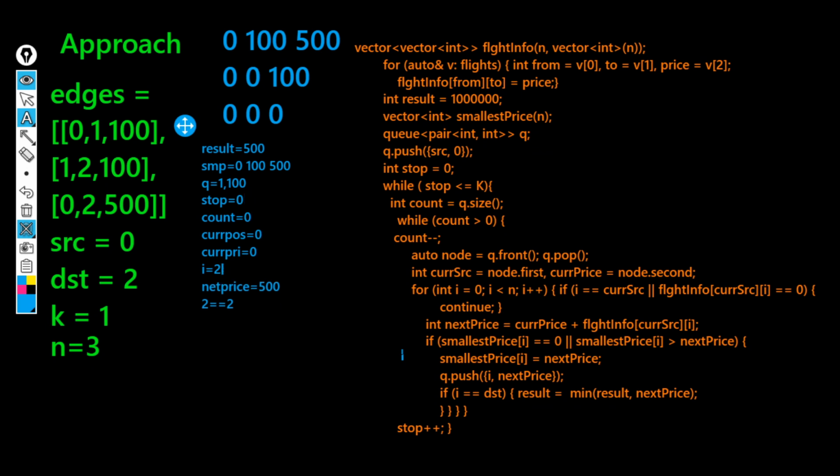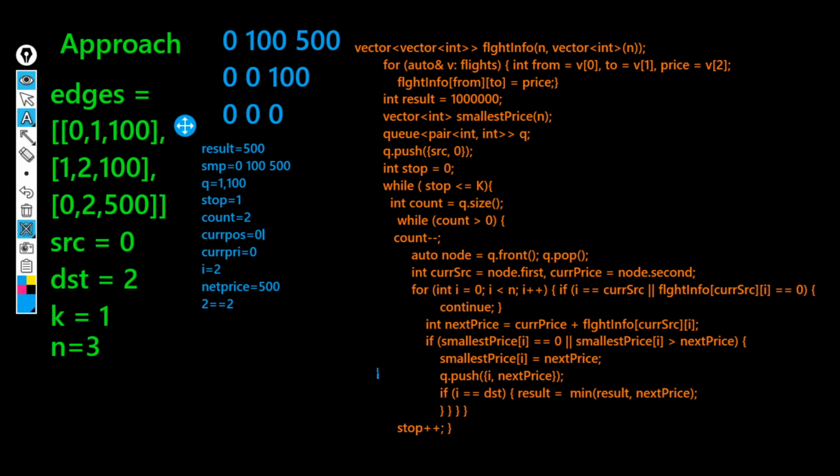Now after this, the iteration will occur again. Before that, stop will be incremented by 1. Now the condition check: if stop is less than or equal to k, in this case stop is equal to k, so this is the last iteration. So before that, count will be incremented by 2.